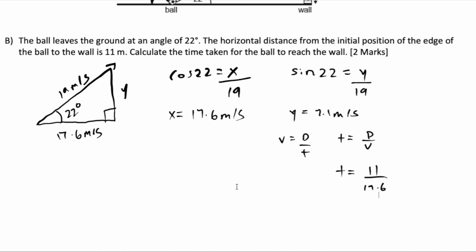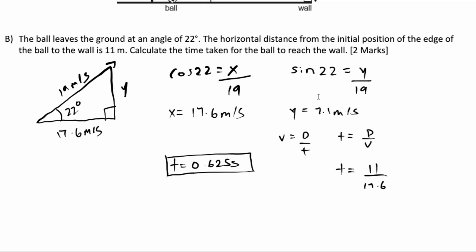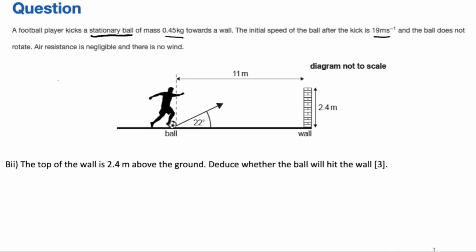So putting this into the calculator, we get 11 divided by 17.6, and that gives us 0.625 seconds. So t is equal to 0.625 seconds. And that is the answer for this question. That's how long it's going to take the ball from the initial position to hit the wall. So let's go to the next part. This is now part B2.